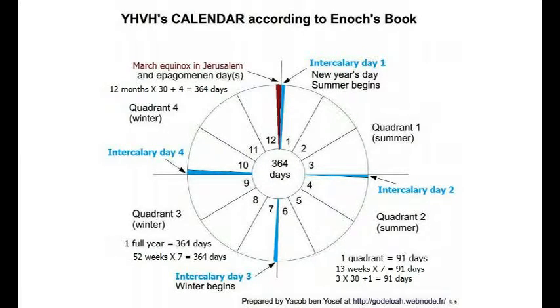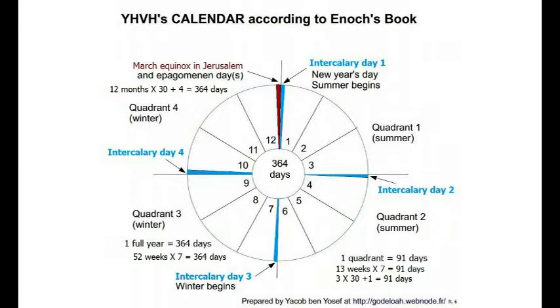The 12 months are grouped in 4 divisions, each comprising 3 months of 30 days and 1 intercalary day at the head of the division. Each division totalizes 91 days, that is 1 plus 3 times 30, which forms 13 weeks. 13 times 7 equals 91 days.